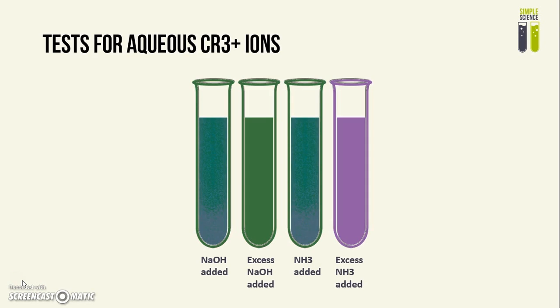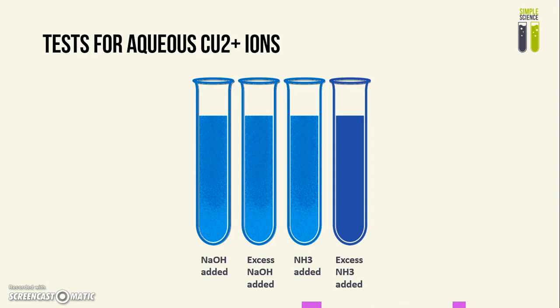Then we have chromium ions. When you add sodium hydroxide to chromium ions, green precipitate forms and it is soluble in excess. When you add aqueous ammonia to this, gray-green precipitate forms and it is insoluble in excess.